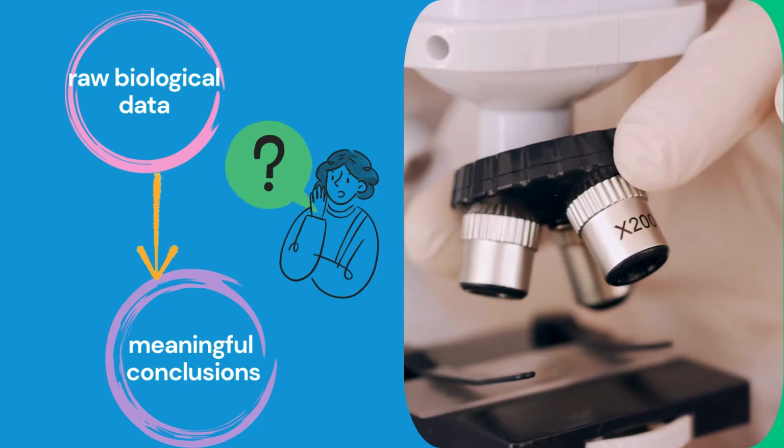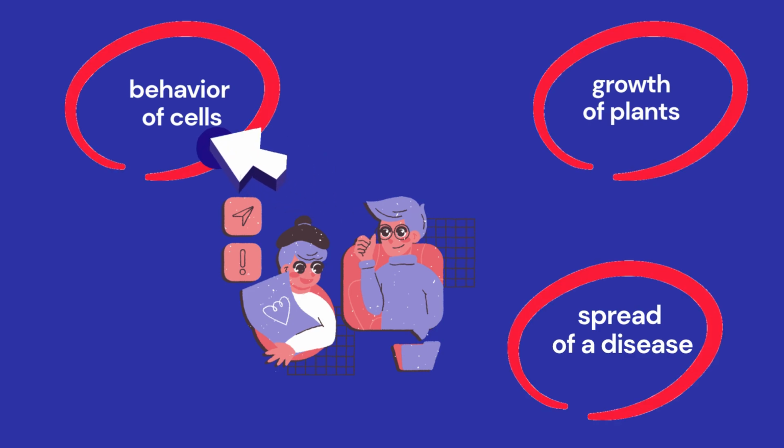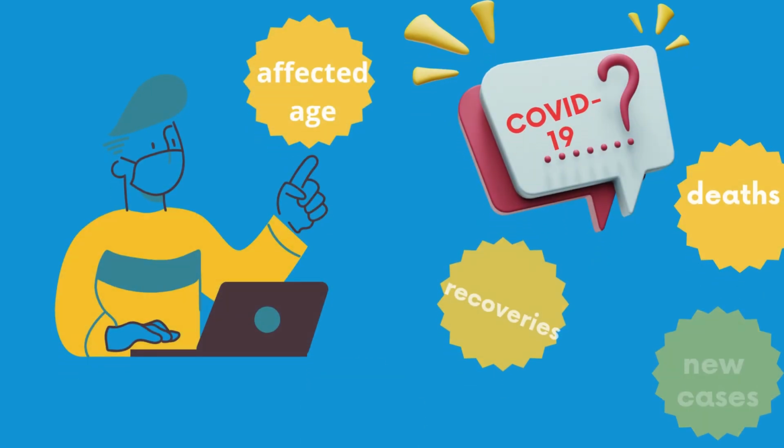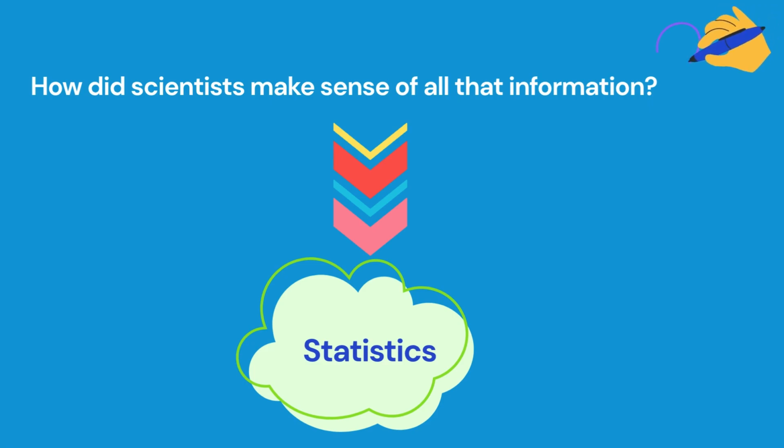Have you ever wondered how scientists turn raw biological data into meaningful conclusions? Whether we are studying the growth of plants, the behavior of cells, or the spread of disease. Think about COVID-19. Every day we were exposed to data: the number of new cases, deaths, recoveries, etc. But how did scientists and governments make sense of all this information? It's a very important question.